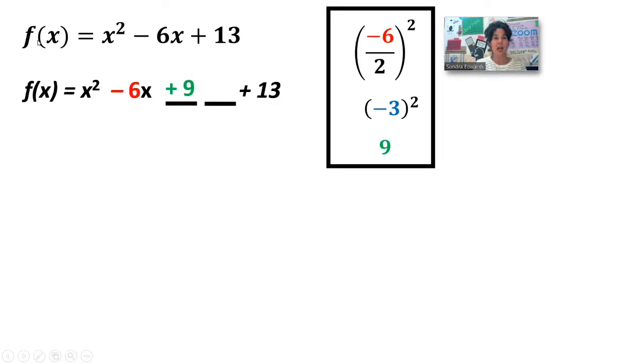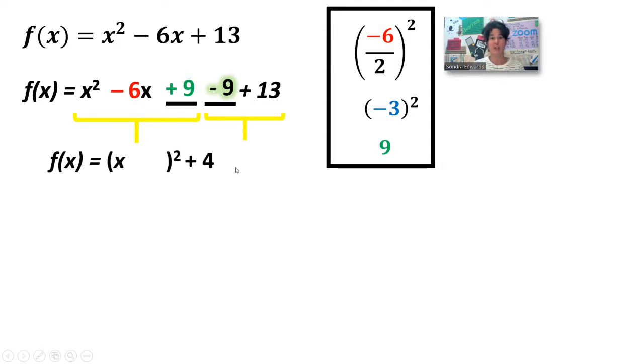But every line has to be equivalent to the one above it. Currently, if I added 9 and then added 13, I would not be back to the original. So I need to turn around and subtract 9. If I simplify this line, I'd be right back to the original. The first part of this is a perfect square, so we're going to write it as a perfect square, and negative 9 plus 13 made 4.